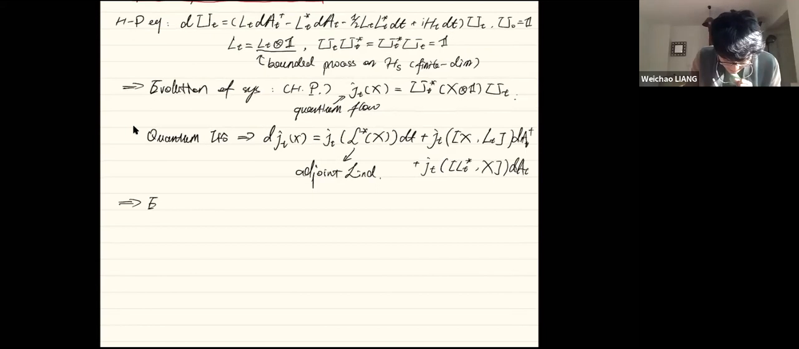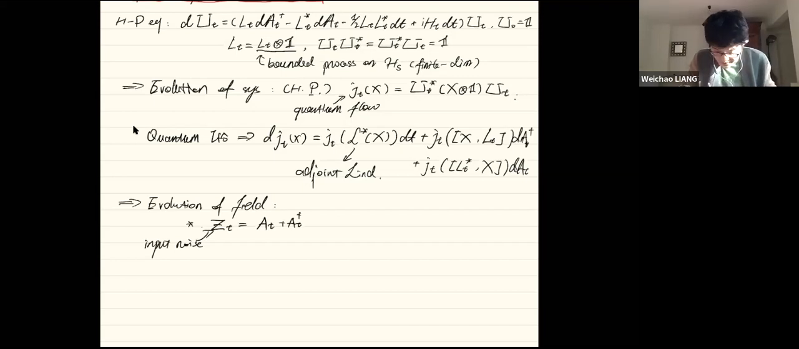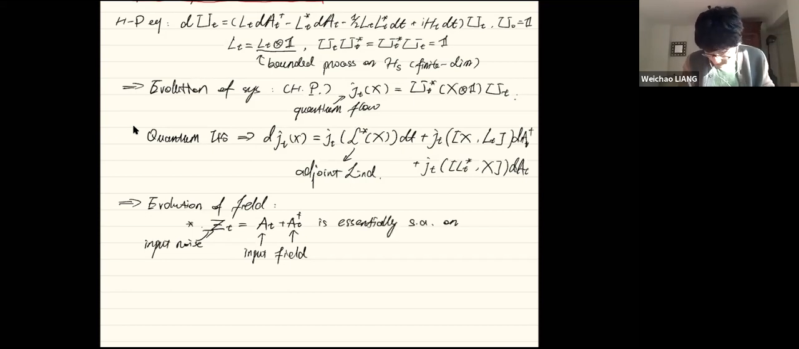And today, we'll continue to introduce the evolution of the field. Firstly, there is an important notion that we call the input noise. It's the sum of the creation process and the annihilation process. For each one, we call that input field. The sum of the creation process and annihilation process is essentially self-adjoint on the exponential domain, which is the linear span of all the exponential vectors.